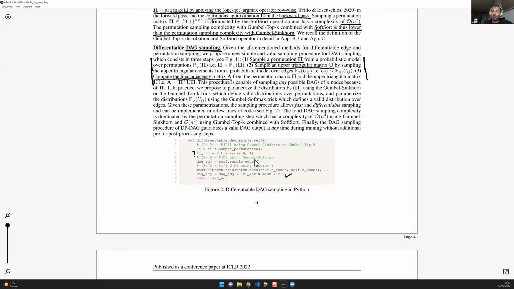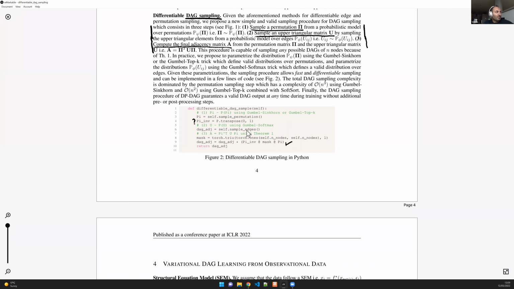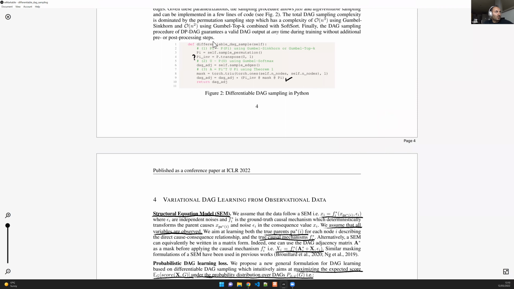They made the code public. Maybe we can check the code, but I didn't check the code, obviously. And then we sample edges according to the differentiable sampling we discussed before. We make the triangular mask and then do the multiplication, right? Inverse times masks times pi, which is the decomposition we did, multiplied by the Johnson matrix. Okay. This is the differentiable DAG sampling algorithm.